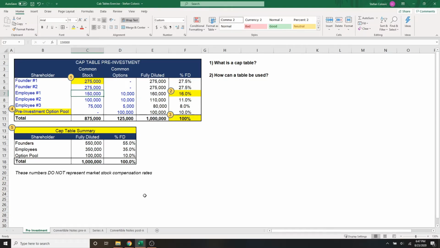And lastly, folks, just know that the amount of common stock and options shown on this page are not supposed to represent market compensation rates. So the number of common stock given to employee number 1 as compared to the founders, these aren't market rates. I really want this to stand the test of time, so these numbers are pretty much arbitrary and are just nice and round for this example.